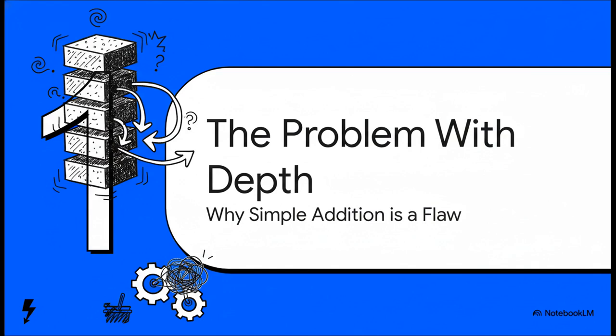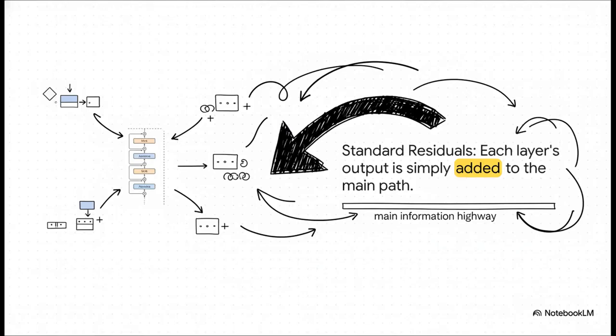The problem with going deep. We all know residual connections are what let us build these ridiculously deep networks in the first place, right? But the core idea is just simple addition. Why on earth would that be a flaw? Okay, so this is what we're all used to seeing. You've got your main information path, the residual stream. And each layer, doesn't matter if it's an attention block or an MLP block, does its thing, computes an output, and just dumps it right back onto that main path. It's like every layer is just shouting into the same crowded room, a total free-for-all.